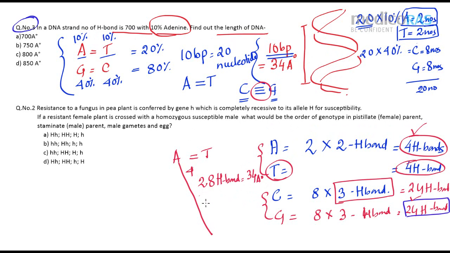Then you just find out with the unitary method what the length is if the hydrogen bond number will be 700, right? So simple calculation: it is 34 into 700 by 28. Answer is 850. So what is the answer here? Option D. So 850 angstrom is the answer. I hope you understood this part.